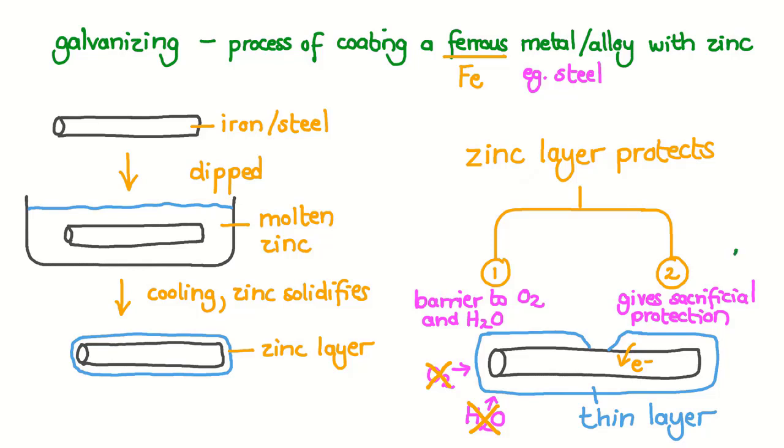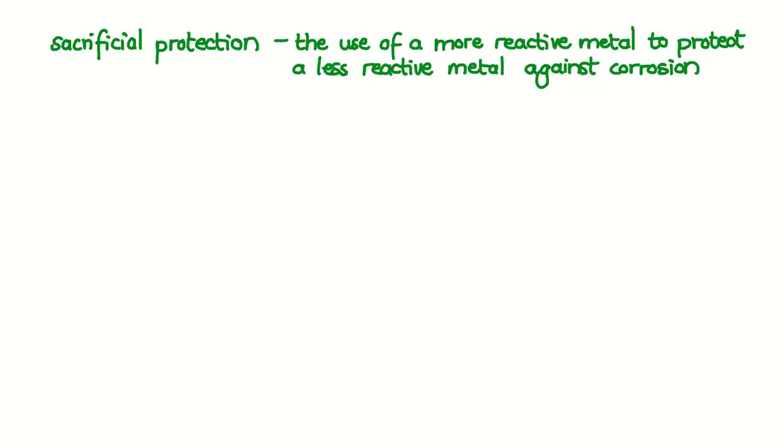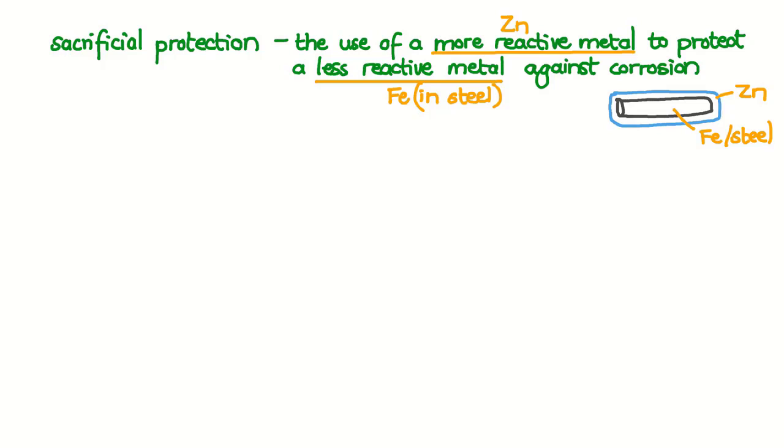Let's investigate sacrificial protection in more depth. Sacrificial protection can be defined as the use of a more reactive metal to protect a less reactive metal against corrosion. In the case of galvanized steel, the more reactive metal is zinc, and the less reactive metal is the iron, or the iron in steel.